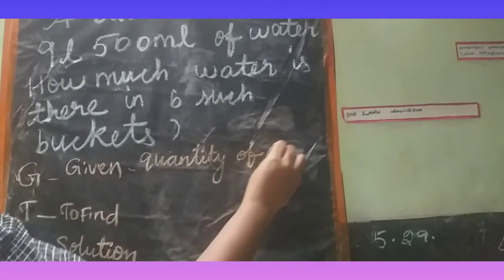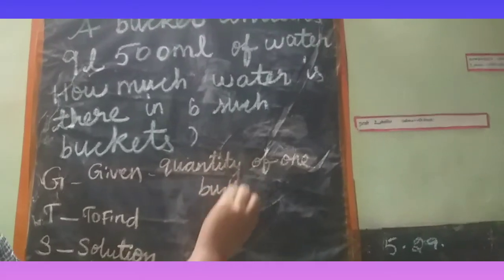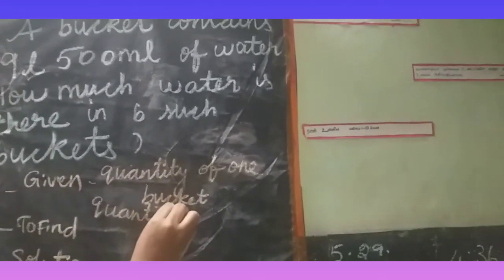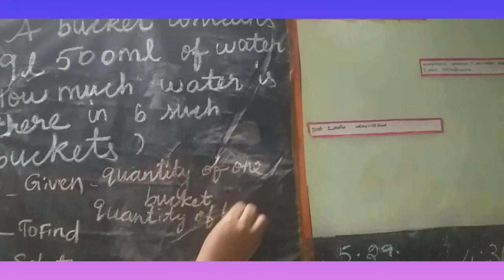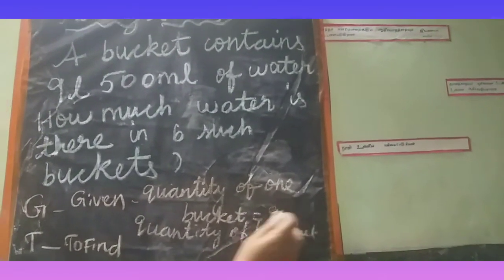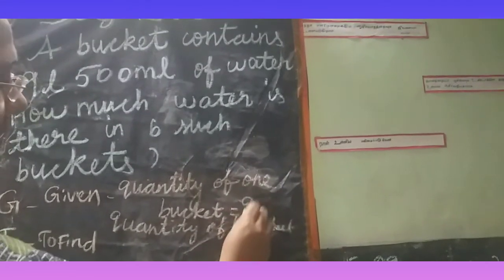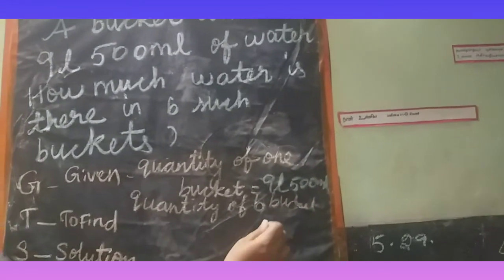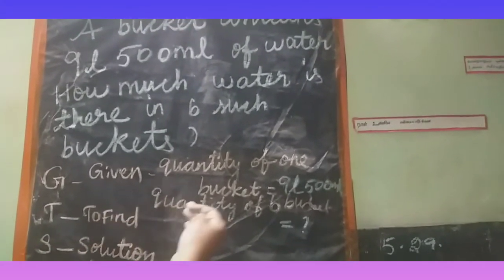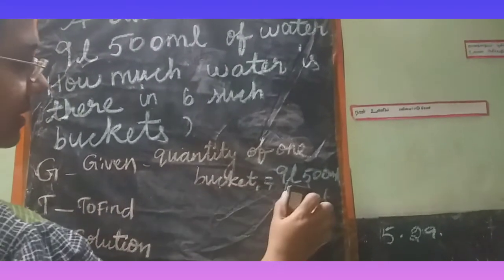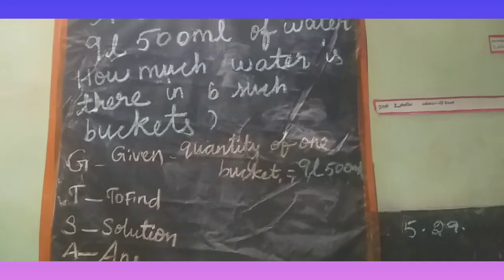of 1 bucket, quantity of 1 bucket, and quantity of 6 buckets. Okay, 6 buckets. So 1 bucket amount is 9 liter 500 milliliter. And 6 buckets, question mark. Okay. And to find, they are asking quantity of 6 buckets. The same one, you should write the same one. I'm not having the space, so I rub that one.